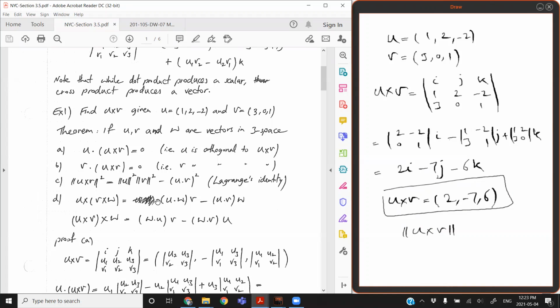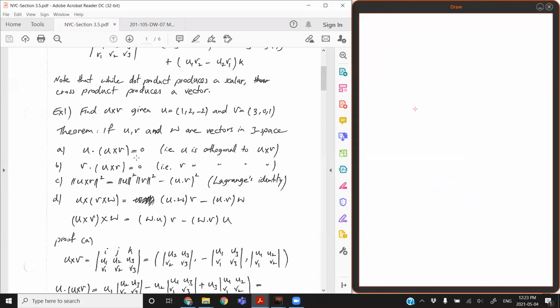Now, here we have this theorem that proves some of the statements that I just made. If U and V and W are vectors in R3, then U dot U cross V is going to be 0. So I'm going to just do the diagram again. I said that if you have two vectors, U and V, then the cross product is going to be orthogonal to both of them. So the cross product is going to be orthogonal to this vector. It's going to be orthogonal also to this vector. So this is going to be U cross V.